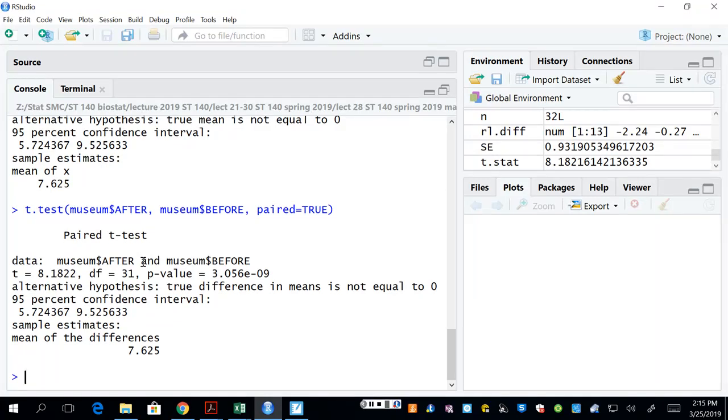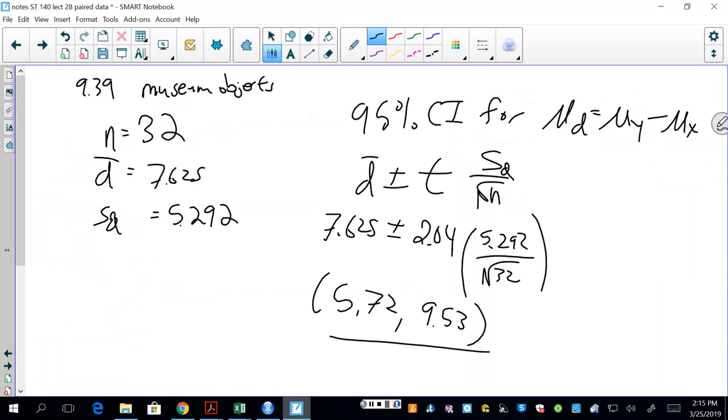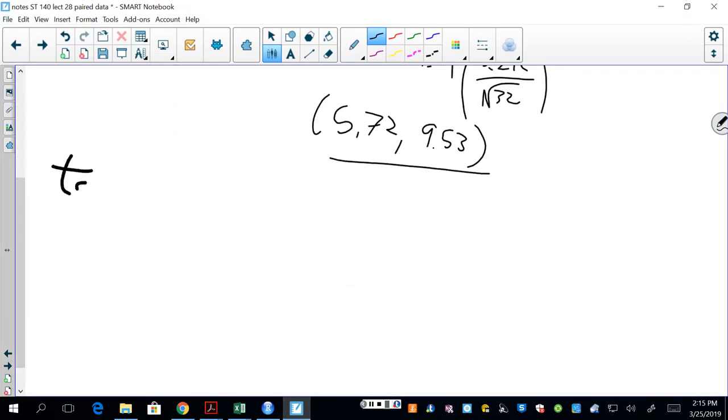What's the significance of that statistic again? The t-statistic is going to be our test statistic. In this case, the t-statistic is our d bar divided by s of d over the square root of n.